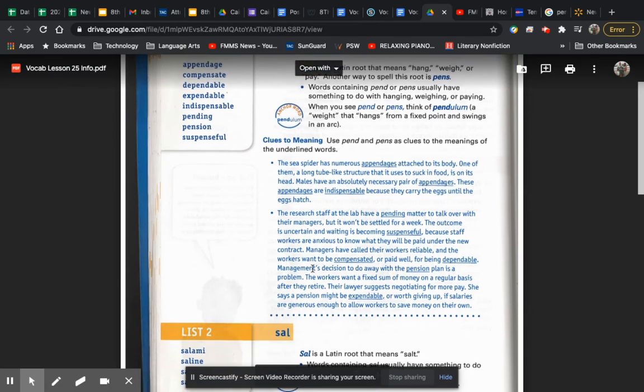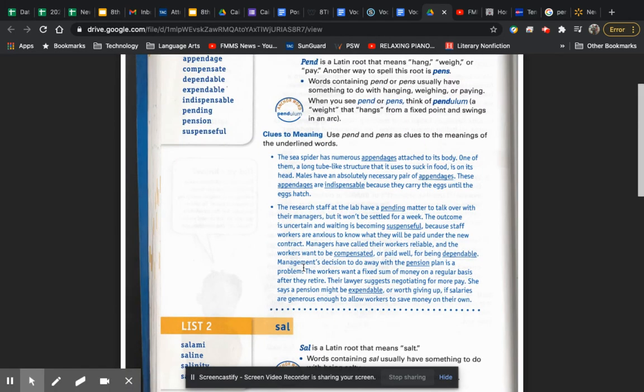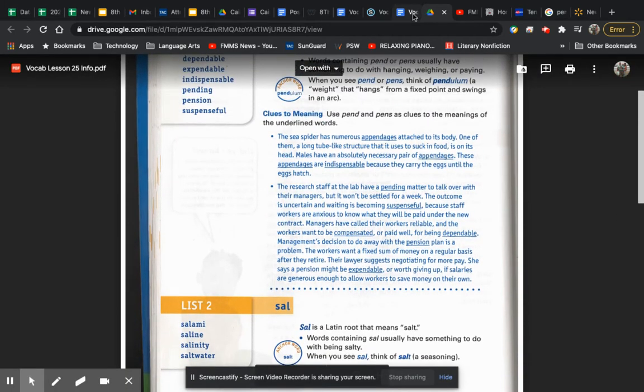All right, the next paragraph says the research staff at the lab have a pending matter to talk over with their managers, but it won't be settled for a week. The outcome is uncertain and waiting is becoming suspenseful because staff workers are anxious to know what they will be paid under the new contract. Managers have called their workers reliable and the workers want to be compensated or paid well for being dependable. Management's decision to do away with the pension plan is a problem. The workers want a fixed sum of money on a regular basis after they retire. Their lawyer suggests negotiating for more pay. She says a pension might be expendable or worth giving up if salaries are generous enough to allow workers to save money on their own. All right, so let's go ahead and define the rest of those words.